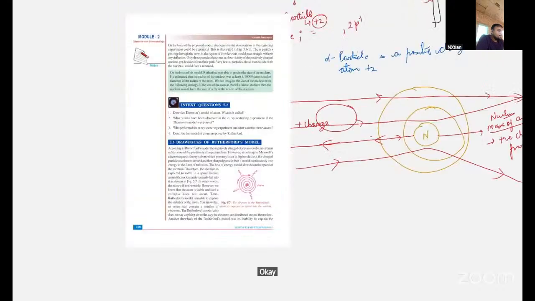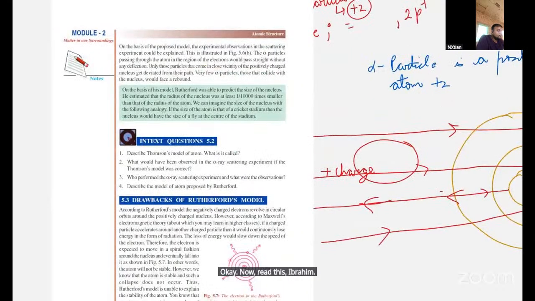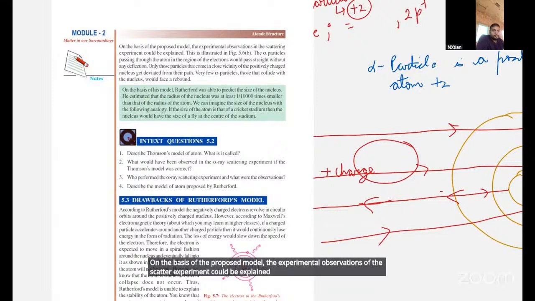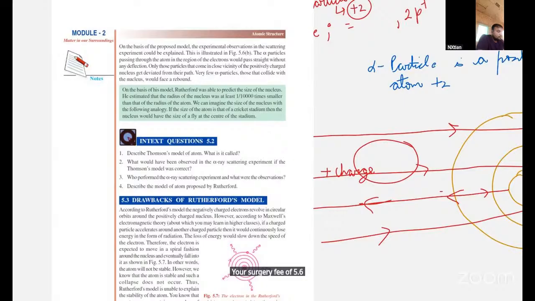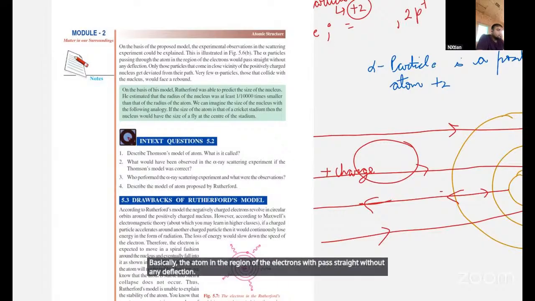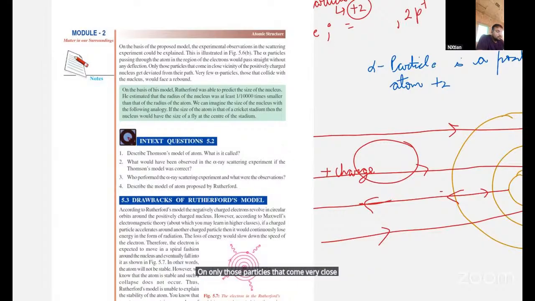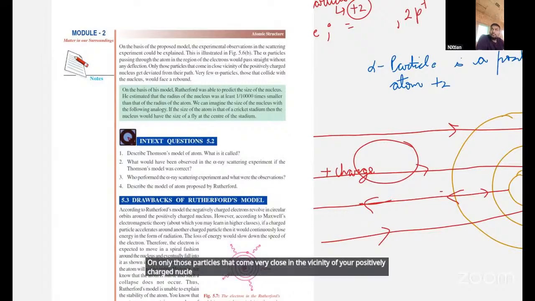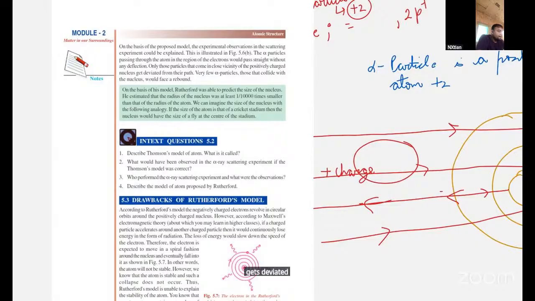Okay. Now read this, Abraham. Abraham, are you there? Yes, sir. On the basis of the proposed model, the experimental observations of the scattering experiment could be explained. As illustrated in figure 5.6d, the alpha particles passing through the atom in the region of the electrons will pass straight without any deflection. Only those particles that come very close in the vicinity of the positively charged nucleus get deviated from their path. Very few alpha particles, those that collide with the nucleus, would face a rebound.